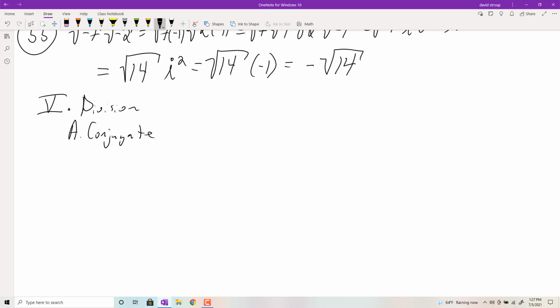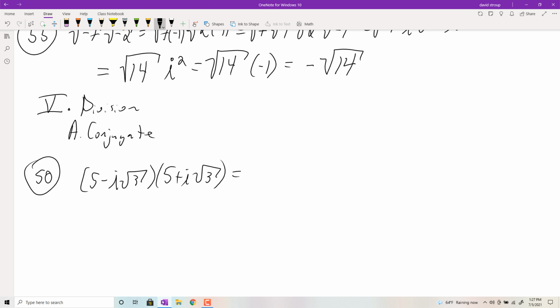Okay, so they'll give you some examples of this in the book, like number 50. Here I have 5 minus i root 3. The conjugate would be 5 plus i root 3. Multiply them out, and the goal is to get rid of the imaginary part. So anyways, 5 times 5 is 25, the first. And then the outer, I have plus 5i root 3, or 5 root 3 i if you'd rather, minus 5i root 3, and then minus i squared times the square root of 9.